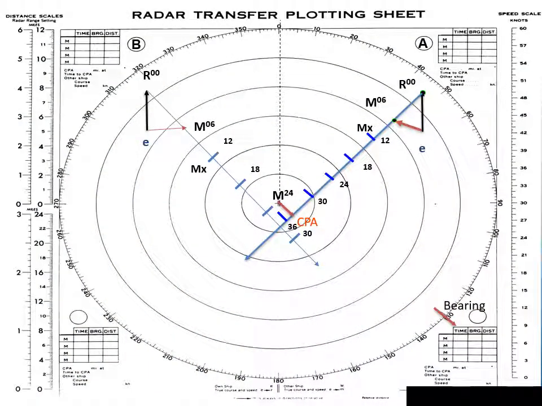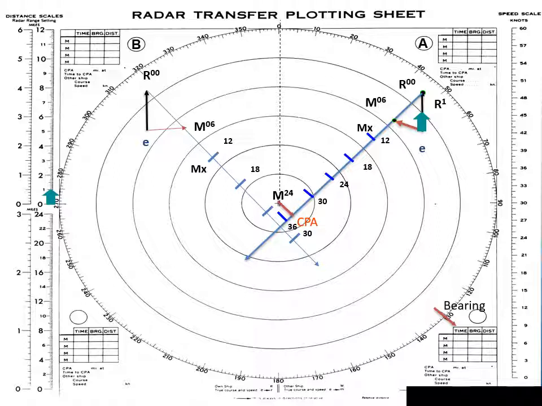This is the same situational assessment plot we had previously. This time, instead of a course change, we're going to do a speed change. We are going to slow to 10 knots. Find 10 knots on the 12-mile range scale, and we're going to parallel over to E in contact A. So that's my 10 knot speed change.